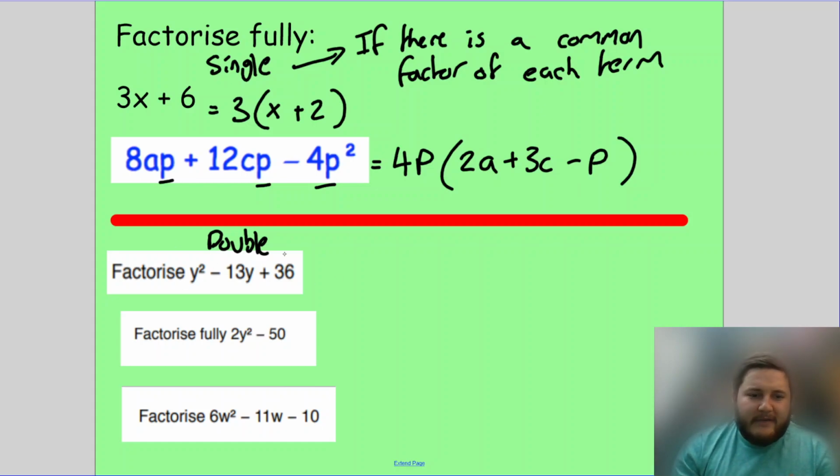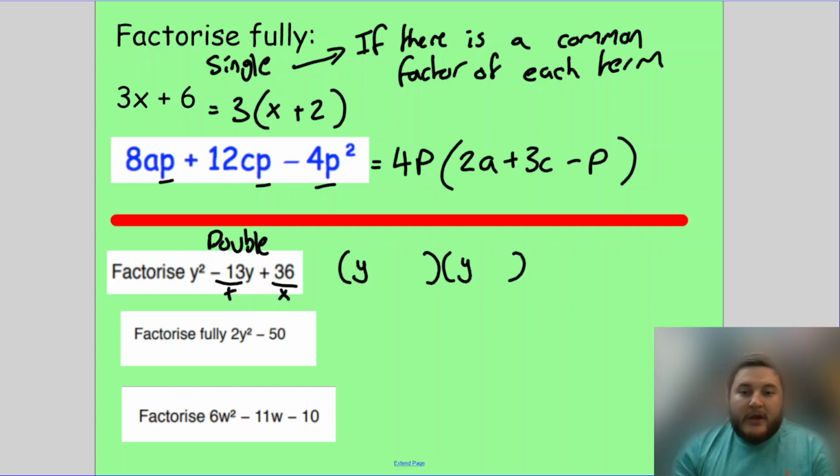Okay, then for double bracket factorisation, you need to think, are there two numbers that multiply to make 36 and that add to make negative 13? Well, let's just set up the double brackets. It's going to have a y there and a y there, because as we talked about expanding earlier, if I was to expand these brackets, y times y is y squared. So that's where I'm going to get my y squared term from. So both brackets must contain a y.